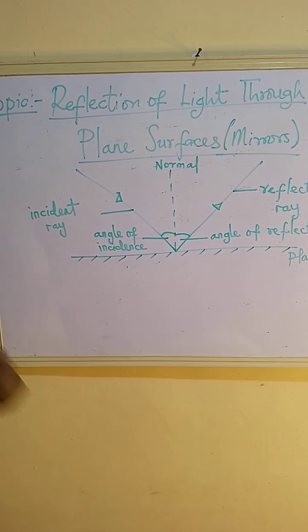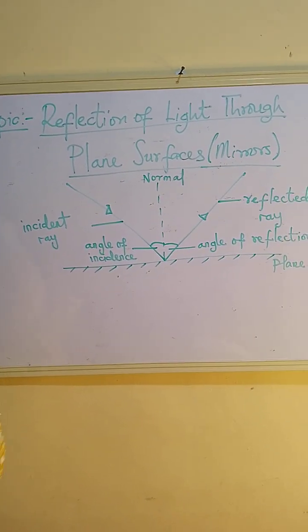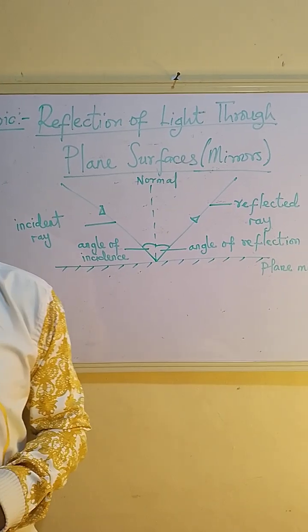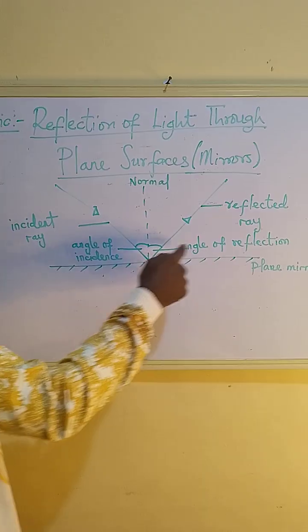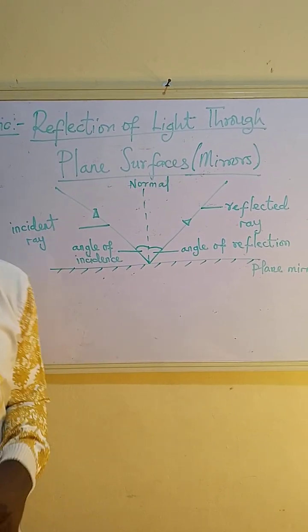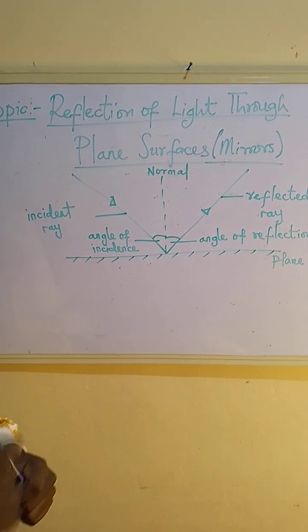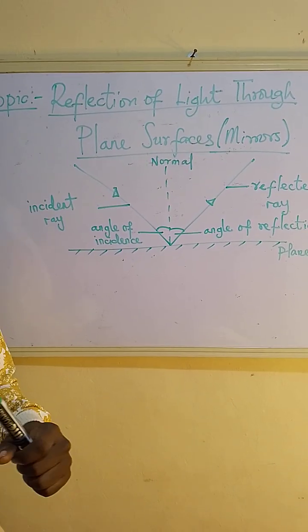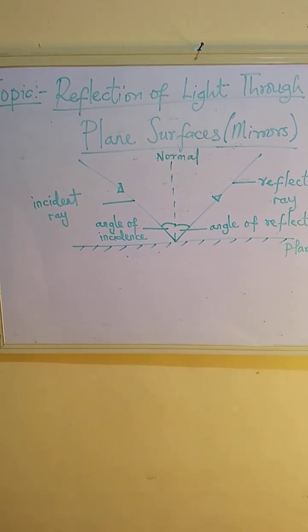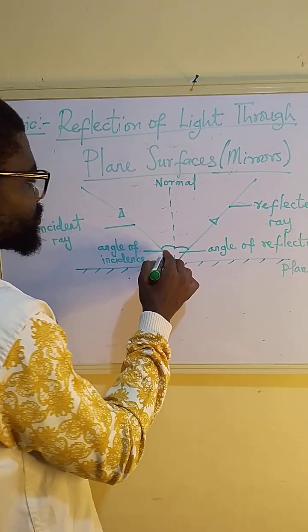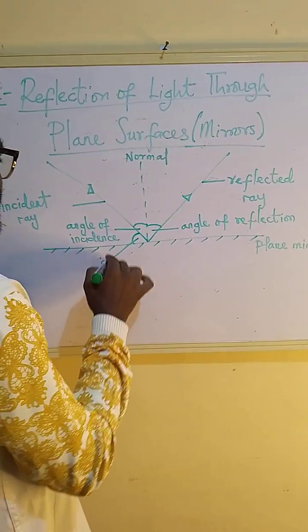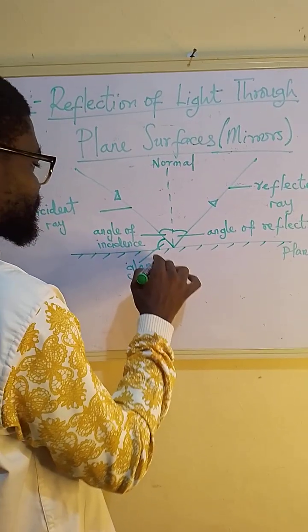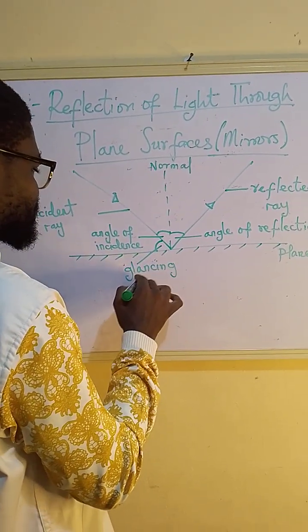Now there is an angle which we don't usually pay attention to. Many a times we pay attention to the angle of incidence and the angle of reflection. But there's an angle which we have between the incident ray and the plane surface of the mirror, and that angle is what we call the glancing angle.